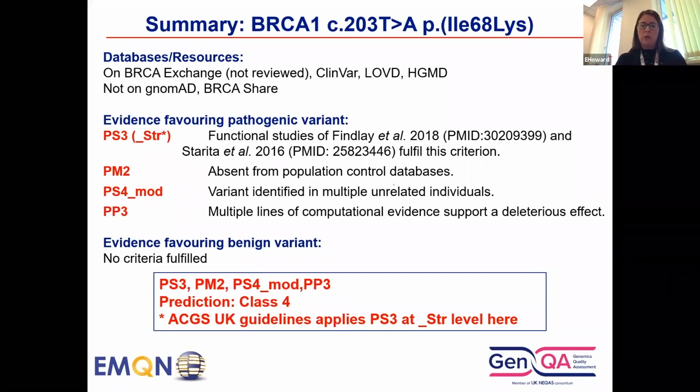We also applied PM2 because, as I said before, if it's not on any population database, if it's absent, then we can apply PM2, a moderate piece of evidence. We applied PS4 moderate because the variant was identified in multiple unrelated individuals. Again, in ClinVar and LOVD, there were multiple submissions from affected people with breast cancer. And we applied PP3 as an in silico piece of evidence. Computational evidence provided support that this was a deleterious effect, in the supporting setting. So overall, this gave us PS3, PM2, PS4 moderate, and PP3, which gave a classification of class 4.